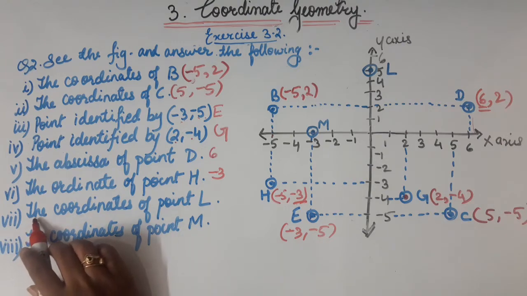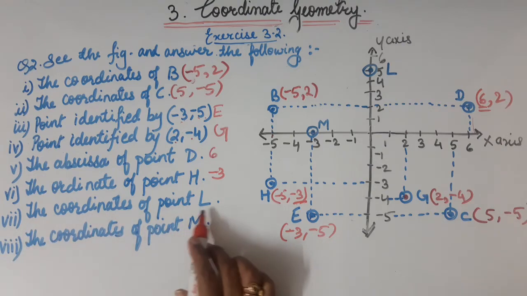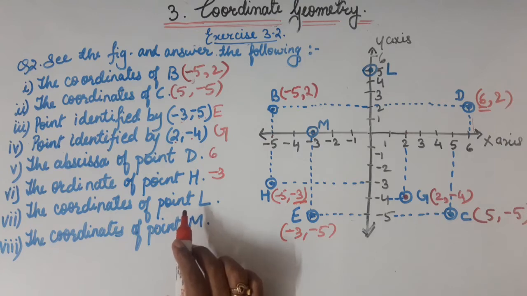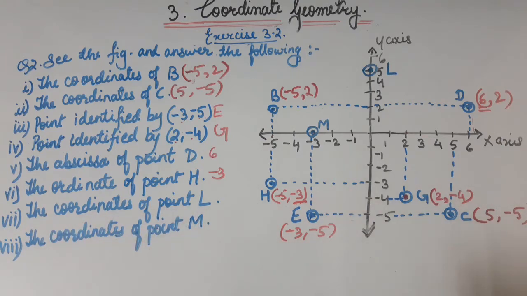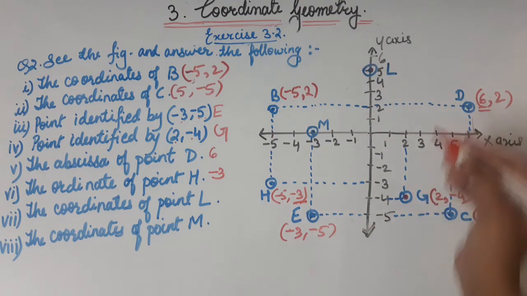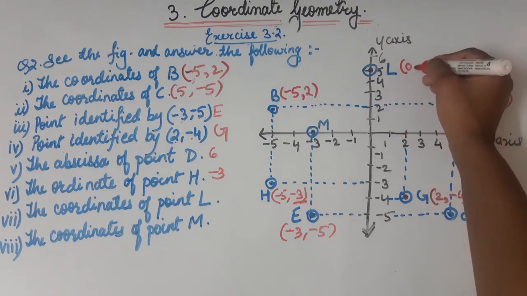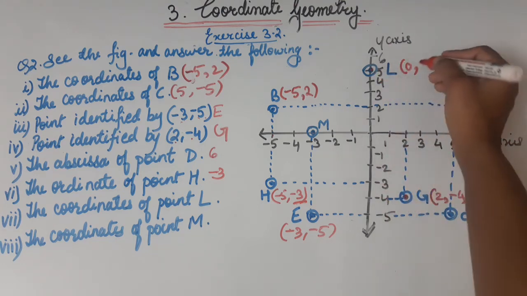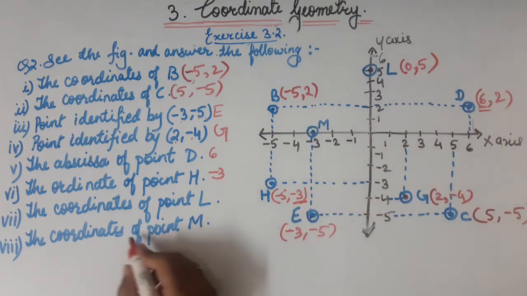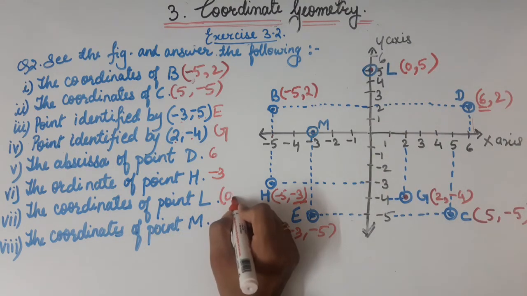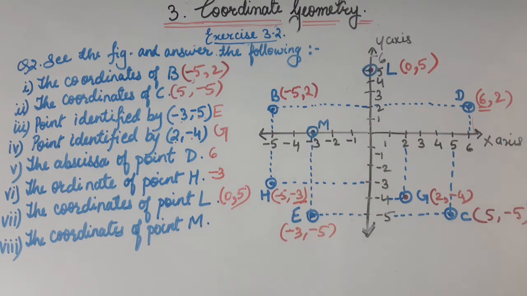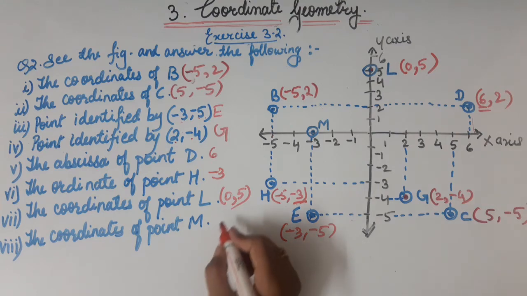Then the next question is the coordinates of point L. Coordinates are asked, that means both x and y. First you check where your point L is. Here is your point L on the y-axis. As we have discussed, when the point is on the y-axis, its x coordinate is always 0 and the y coordinate is 5. So the coordinates of point L are 0 comma 5.